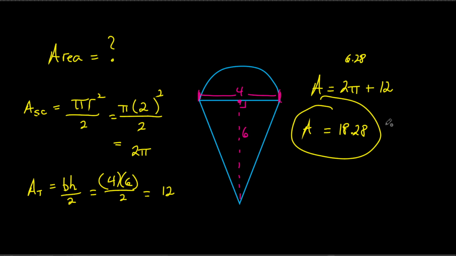Do they tell you units? Let's say it's in centimeters. So if it's in centimeters, what are my units? Centimeters what? It's area squared. Area is always squared, okay? So it's 18.28 centimeters squared. All right, that was pretty easy, wasn't it?